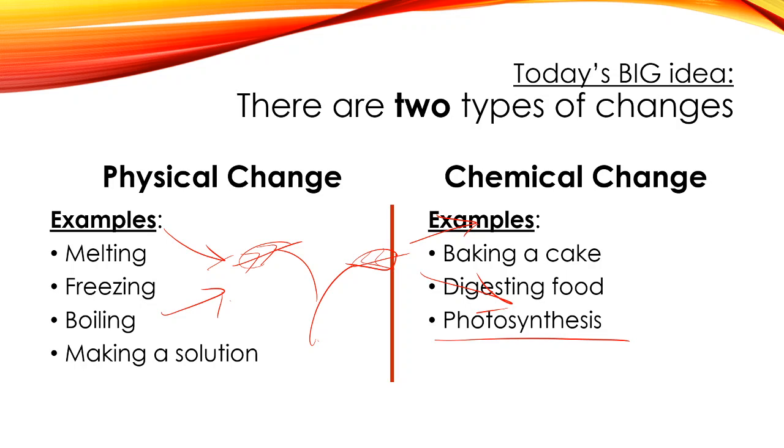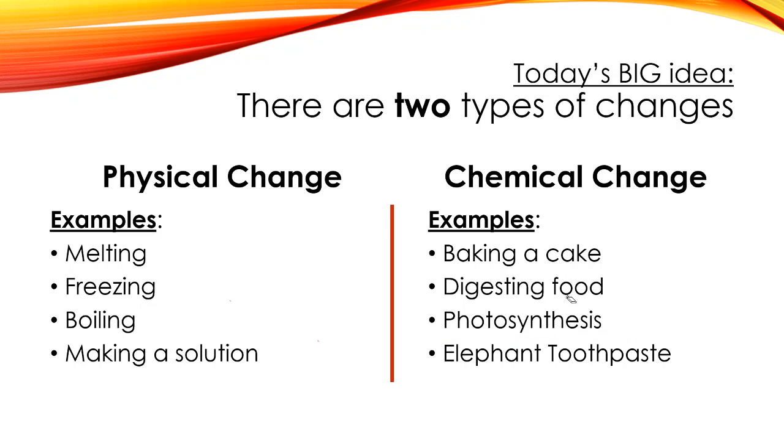Well, that's the way that a chemical change works, as we're about to learn. The inputs were carbon dioxide, sunlight, and water, and the outputs were sugar and oxygen as well. So you're making new things. You're making oxygen out of carbon dioxide. So photosynthesis is an example of a chemical change.